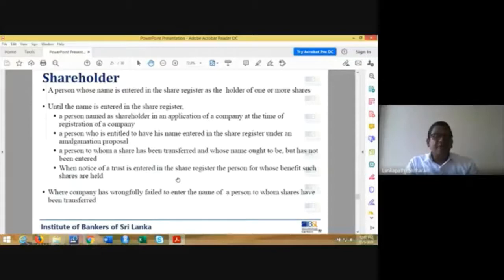And where a company has wrongfully failed to enter the name of a person to whom shares have been transferred. At that time also, they can consider him a shareholder, when a company wrongfully failed to enter the name of the person whose shares have been transferred. So for example, our shares are transferred, but the company failed to enter. In that case also, he becomes the shareholder.